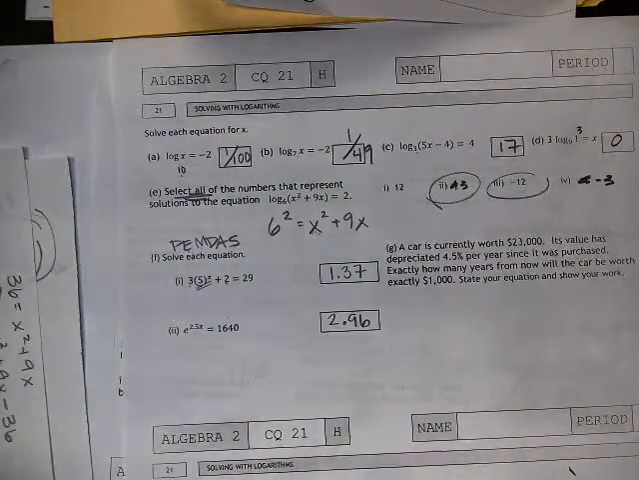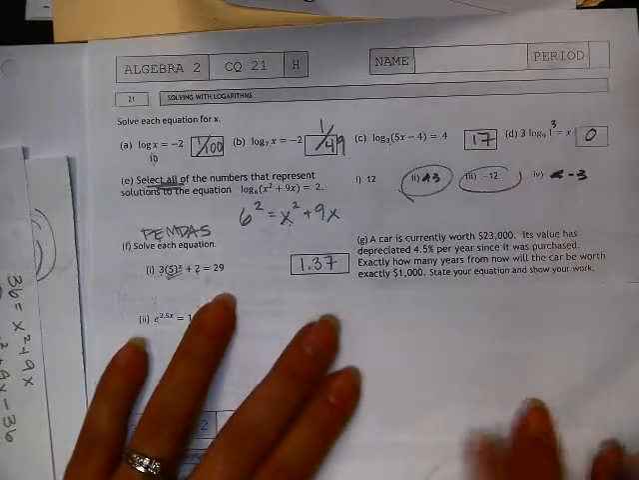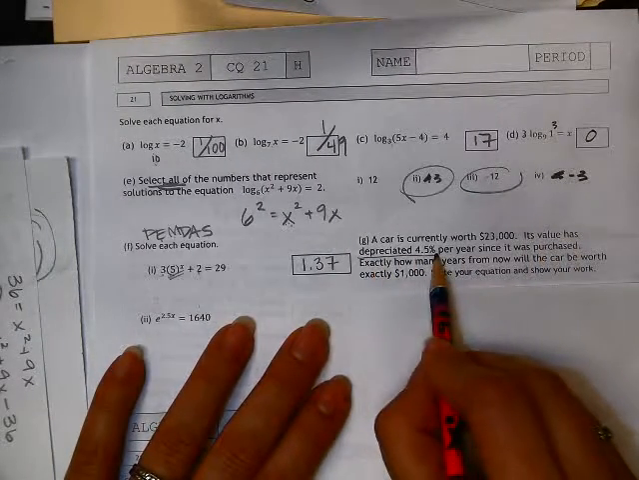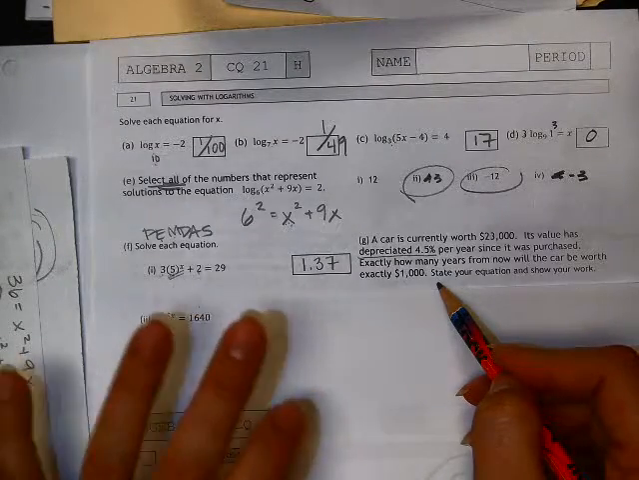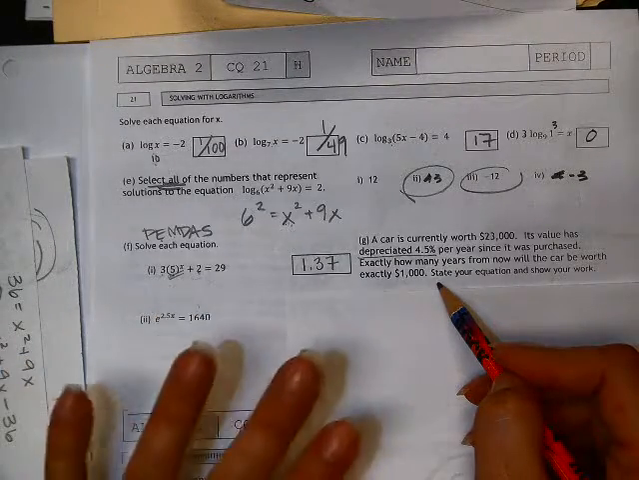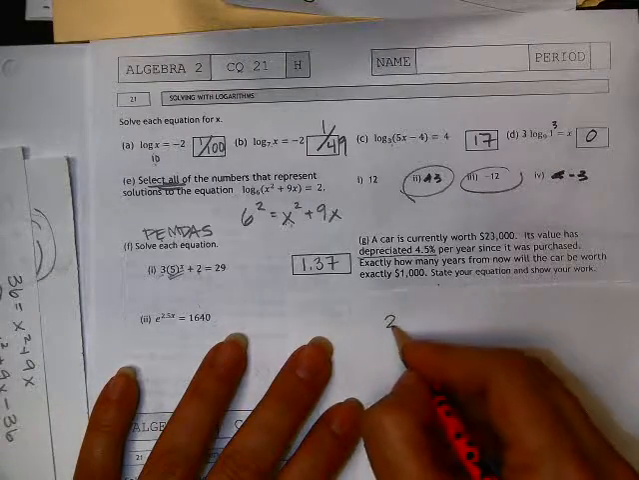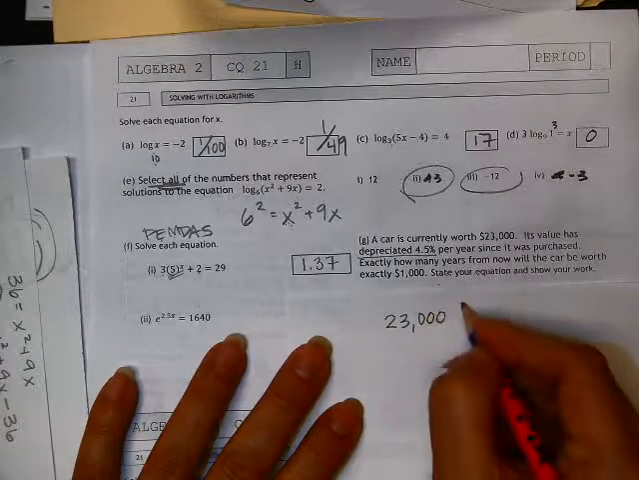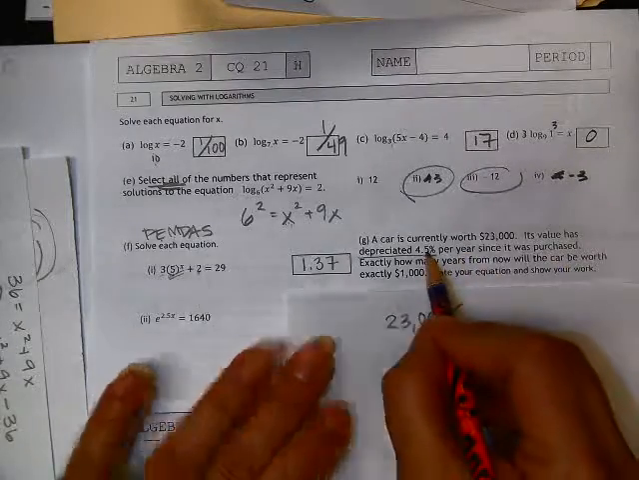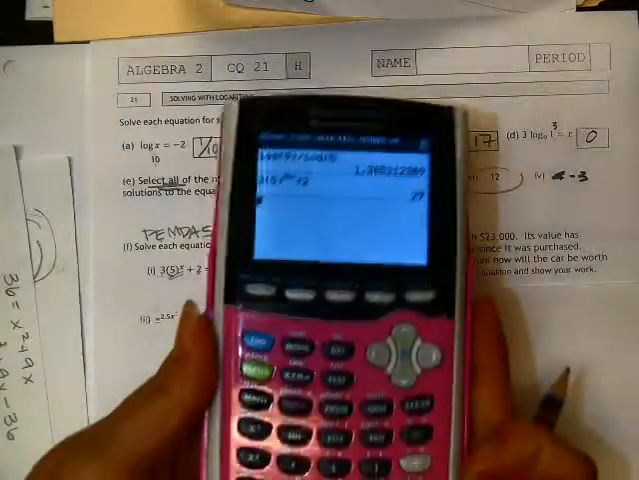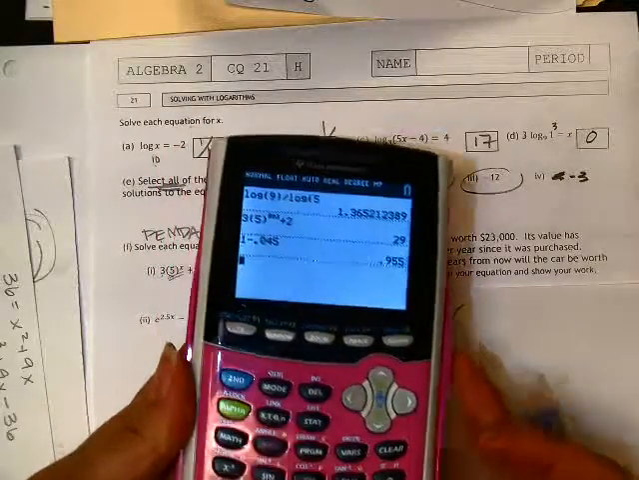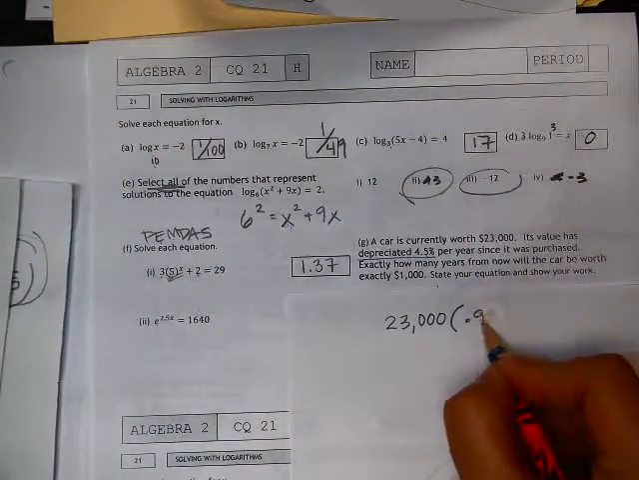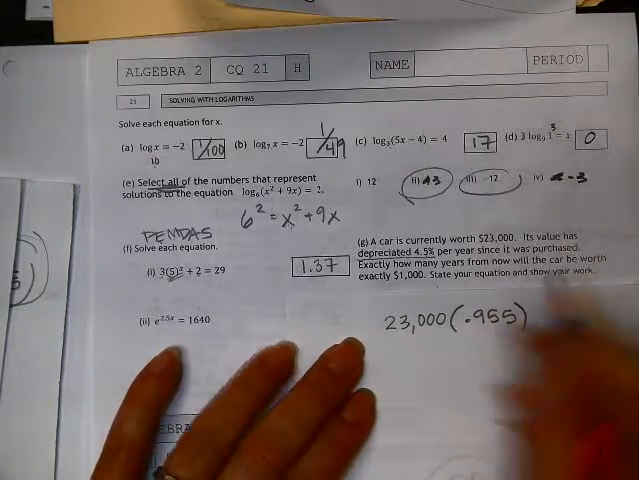Okay, our last one, I need another paper here, is talking about depreciation. Now, notice that it does not say anything here about compounded continuously, compounded quarterly, anything. It's just a straight up multiplication problem. So we have our initial value. We have our multiplier. Now, this is how much is depreciating, so we need to have 1 minus 0.045, which would give us 0.955 as our multiplier.